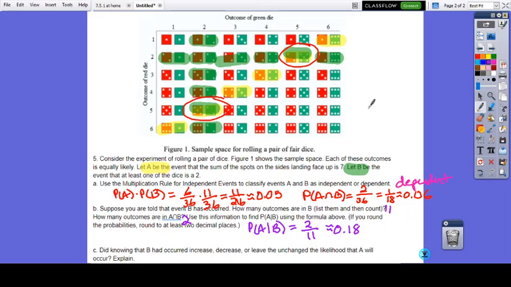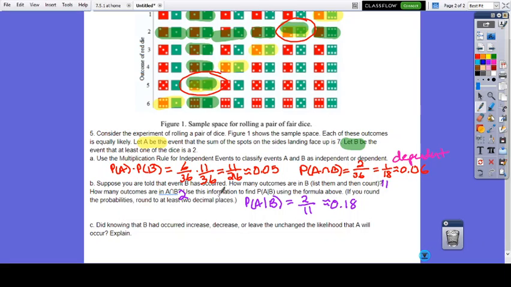So letter C then again goes on to ask the question of, did knowing this information affect the likelihood, and the answer is yes. Did knowing that B had occurred increase, decrease, or leave unchanged the likelihood that A would occur? So the probability of A we had found up here was 6 out of 36, or 1/6, which comes out to about 0.167. And the probability of A given B we see right here as 0.18. Now they're close, but they are not the same. And so this answer was it increased just slightly.